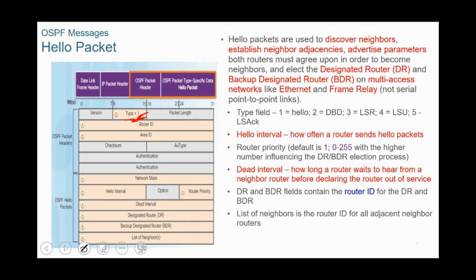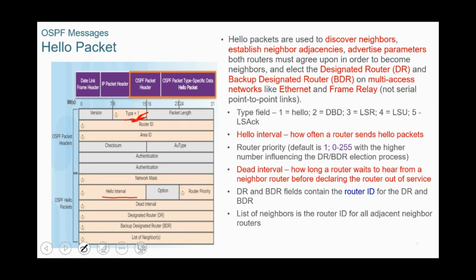All right. The hello interval is how often a router sends a hello packet, maybe 10 seconds or 15 seconds. That is the meaning of hello interval. Router priority by default is 1. The maximum is 255, with a higher number influencing the DR and BDR election process. So if you set it higher, that router will become the DR. DR election looks at the highest router priority.